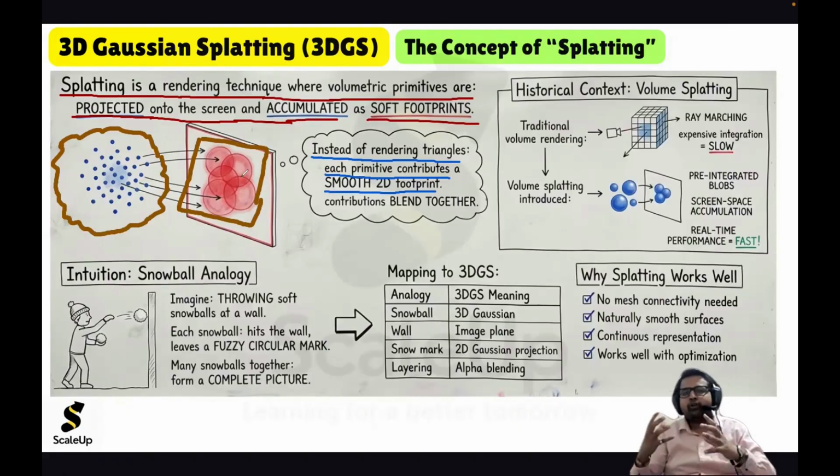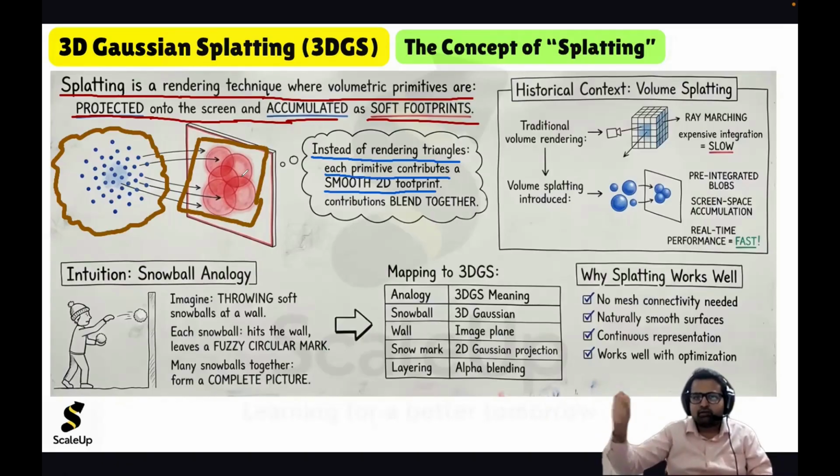See, in a mesh, we render triangles because geometry is there. But here we are just projecting the volumetric primitives onto the screen, and each primitive will contribute a smooth 2D footprint. Smooth in the sense that every pixel or every small region will be covered. So here the contributions blend together.